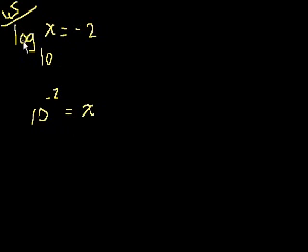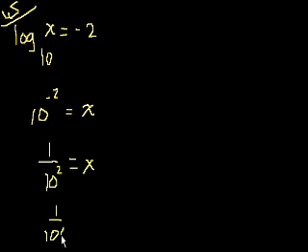Right? All a logarithm is, it tells you what exponent I have to raise the base to get whatever I'm inputting into the logarithm function. So if I raise 10 to the minus 2, I get x. 10 to the minus 2, that's 1 over 10 squared, is equal to x, which is 1 over 100 is equal to x, and that's choice C.